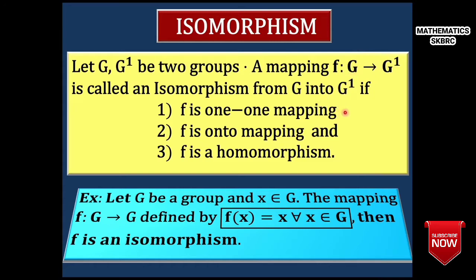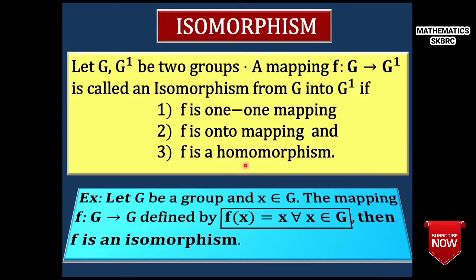Or f of a is equal to f of b gives a is equal to b for all a, b belongs to G. Second one, f is an onto mapping. By the definition of onto mapping, every element in the codomain has at least one pre-image element in the domain, then we say that f is an onto mapping. Third one, f is a homomorphism. That is, f of ab is equal to f of a into f of b for all a, b belongs to G. Then we say that f is a homomorphism.